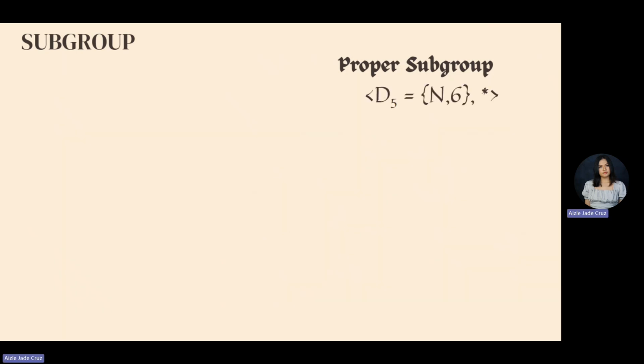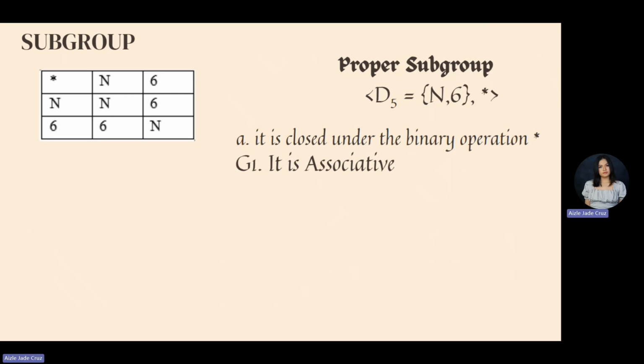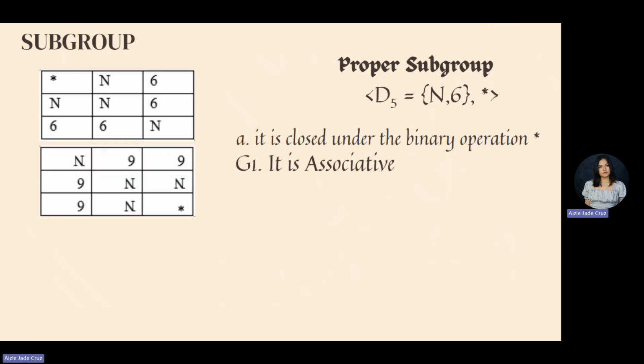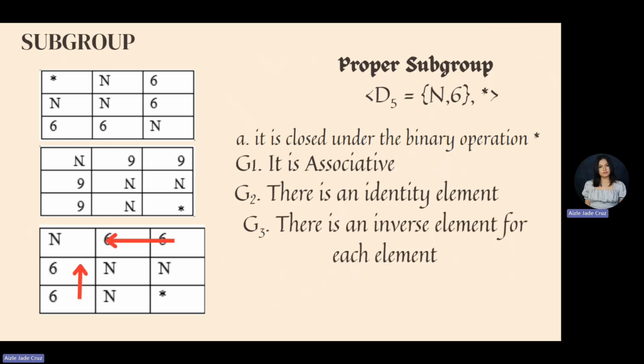Then D sub 5 consisting of the elements n and 6 under the binary operation star. It is closed under the binary operation star. G sub 1, it is associative because if we rotate the table by 180 degrees, we can get the same structure as the original table. Therefore, it is associative. G sub 2, there's an identity element which is n.